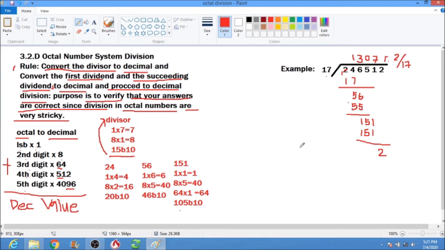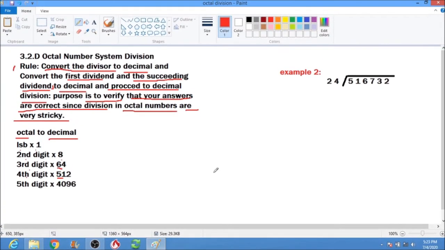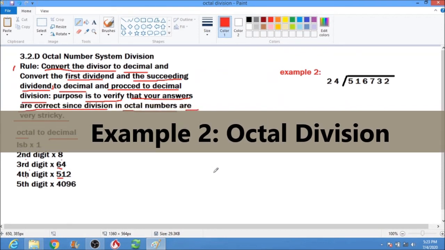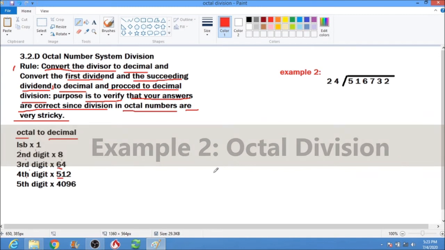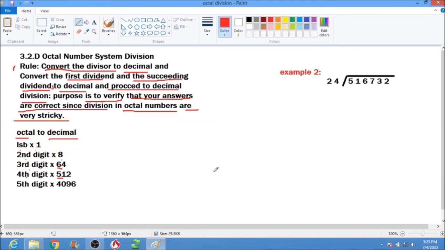Okay? So, you can watch again the video or another video, another example for the octal number division. So, thank you and good day to all of us. So, again, good day to all of you. So, we have another example for octal number division. Take note, we discussed already last meeting the octal to decimal conversion. So, just review that first video for the octal number system division.